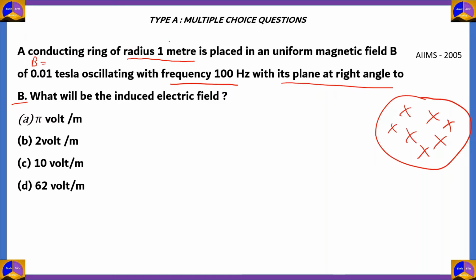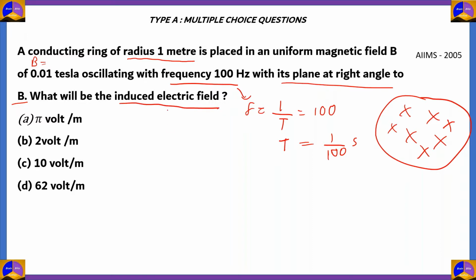So we know that R is 1 meter, B is 0.01 Tesla. We know that frequency is equal to 1 by time. So therefore, 1 by time period is equal to 100. So therefore, time period will be equal to 1 by 100. So 1 by 100 seconds is the time period. Now, we need to find out the induced electric field.